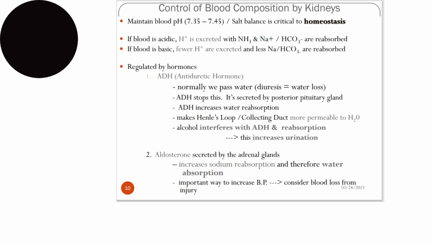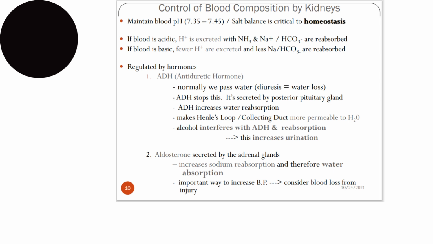So ADH will increase water reabsorption at the loop of Henle and collecting duct, by increasing the permeability of the loop of Henle and collecting duct, so more water will be absorbed. And usually this hormone ADH is antagonized by alcohol. If someone uses alcoholic drinks, usually it will increase urine volume, so the urination rate is higher than those who do not take alcohol.